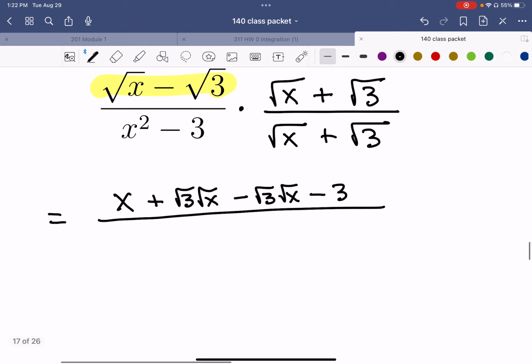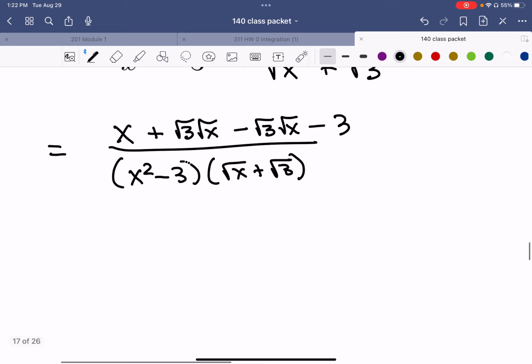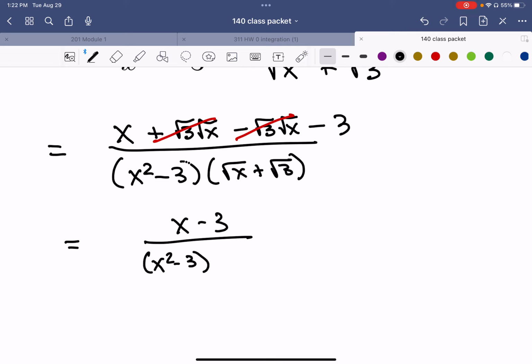On the bottom, we're going to multiply the x squared times everything over here. So that means we're going to get x squared times, and actually, I think I'm going to leave it factored for now. x squared minus 3 times root x plus root 3. I think I erased a 3 over here. Okay, and so what happens is that these two terms cancel out, and we end up with just an x minus 3 over an x squared minus 3 times square root of x plus square root of 3.